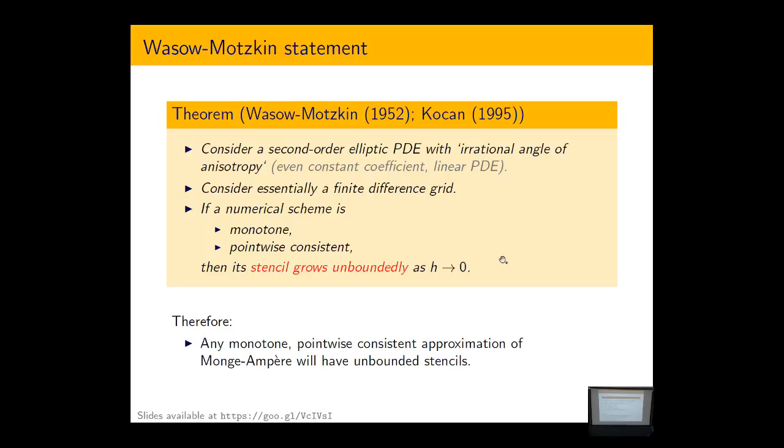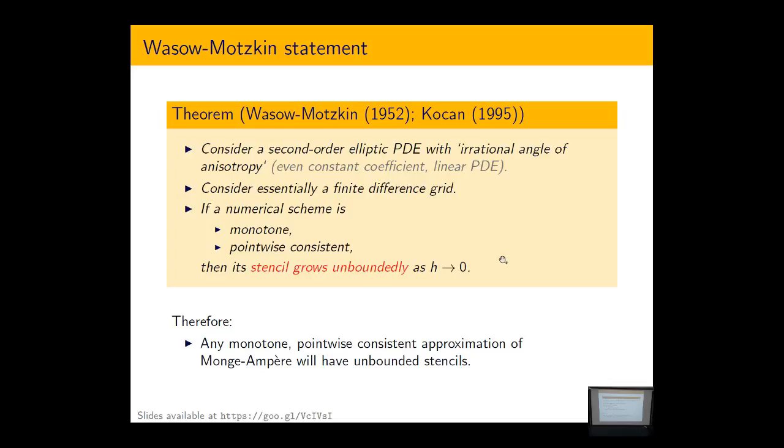So far you don't know why the methods are not as nice as they look, but then you read about Vazov and Motzkin, which is an amazing paper because it was already written in 1952. It says if you want to discretize a second-order elliptic PDE that is anisotropic in a weird direction, without specifying too much what that means, and you want your scheme to be monotone and pointwise consistent, then your stencils have to grow unboundedly. So if you think of a finite difference method, you will have a huge stencil and you can't do anything about it.